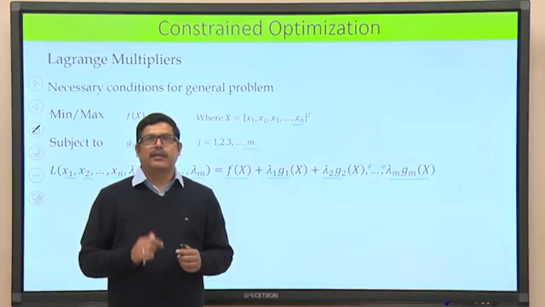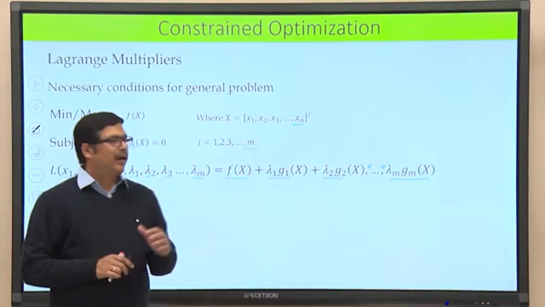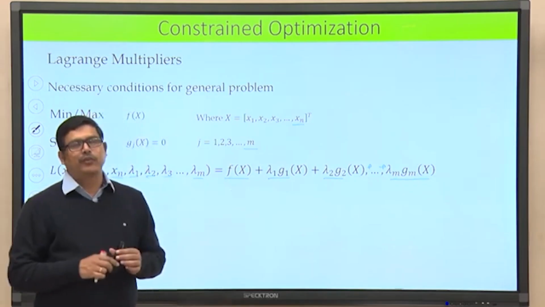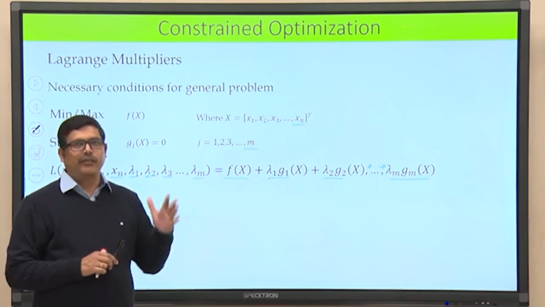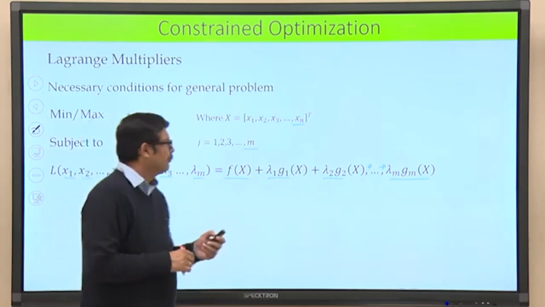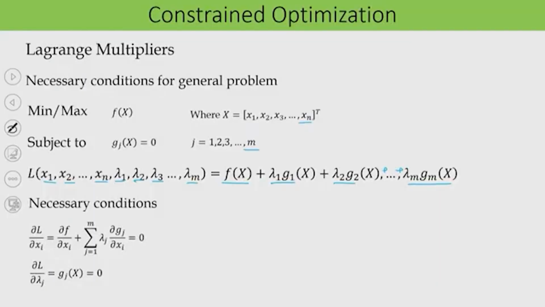Now, you apply the necessary and sufficient conditions on this Lagrange function, and you can find the values of x1, x2 up to xn, and also the values of lambda 1, lambda 2 up to lambda m. The necessary conditions are del L by del xi, the partial derivative with respect to the variable. I have a total of n variables, so I will get n equations. So del L by del xi is equal to del f by del xi plus, now the total number of constraints is m.